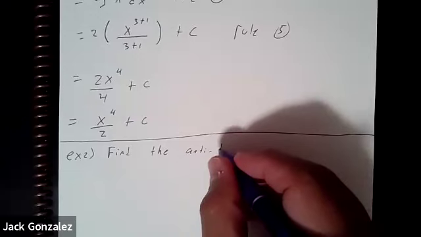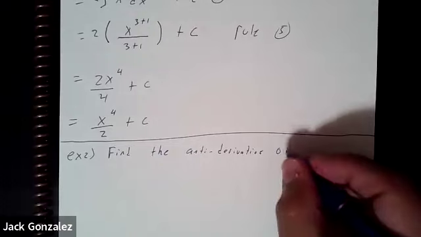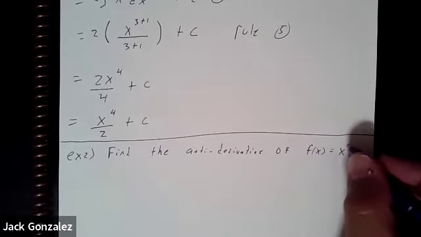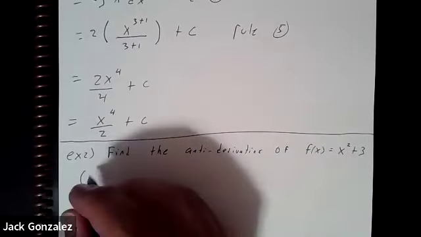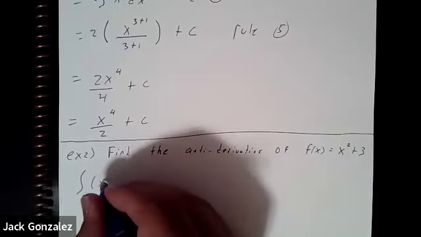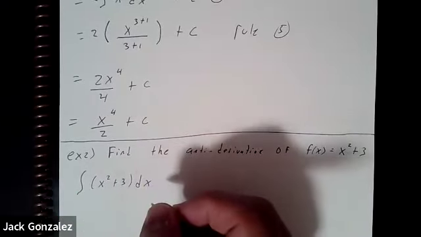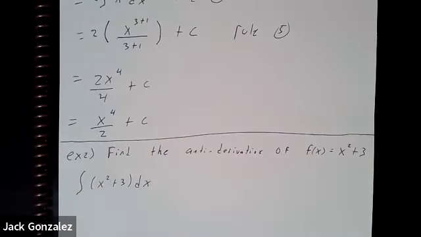Find the antiderivative of f of x equal to x squared plus 3. So the antiderivative of x squared plus 3 dx. So what rule should we use here? What do you think?